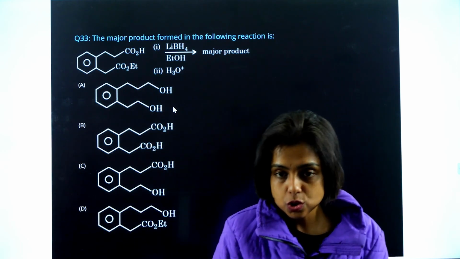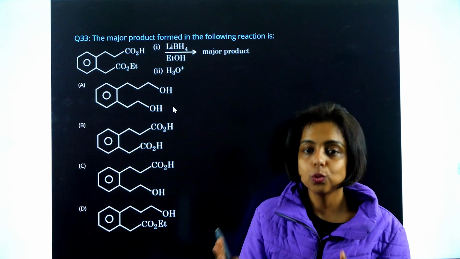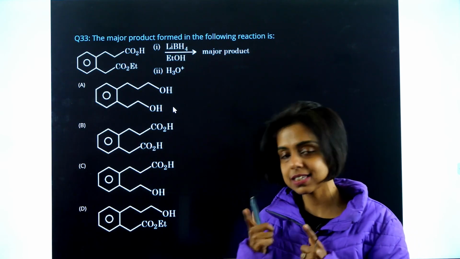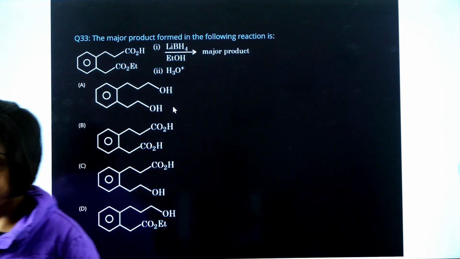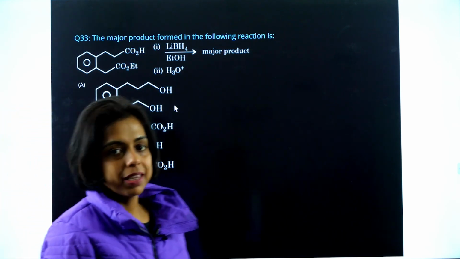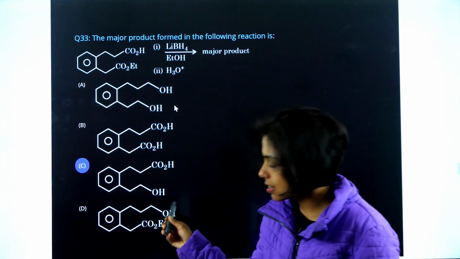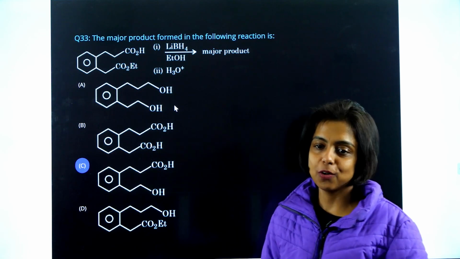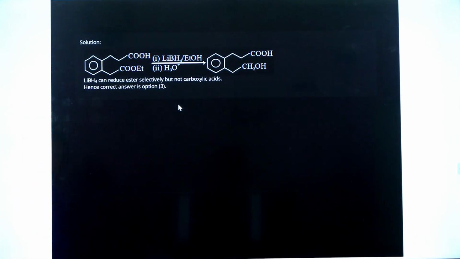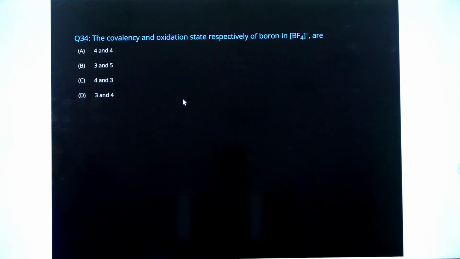So as I just told you, COOH will not get reduced, only your ester COOEt will get reduced by this reagent, lithium borohydride. And I am sure by knowing this, you can get the answer where your COOH remains as such, and this ester will get reduced to, of course, alcohol, right? So the answer indeed is C. Note, remember, lithium borohydride is used to selectively reduce ester in the presence of acid. Esters or lactones can also be reduced, right?